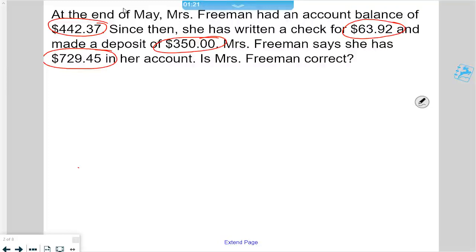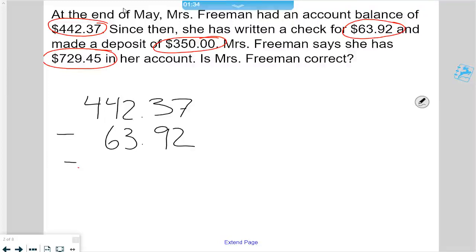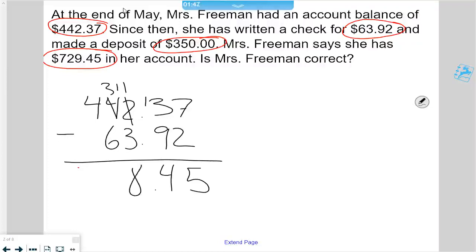So we are going to find out. Miss Freeman had $442.37. She wrote a check, which means it was a withdrawal, so we're going to take away $63.92. 7 minus 2 is 5. I can't take 9 away from 3. 13 take away 9 is 4. Can't take 3 away from 1. 11 take away 3 is 8. I can't take 6 away from 3. 13 take away 6 is 7 and 3. So I have $378.45 after I wrote that check.